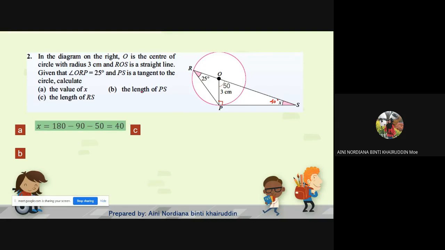Next, B, the length of PS. Same as just now, you can use trigonometric ratio. Here I use tangent. Tangent 50 degree, tangent is TOA, opposite is PS, adjacent is 3 cm. So PS equals to tangent 50 times 3 equals to 3.575 cm.